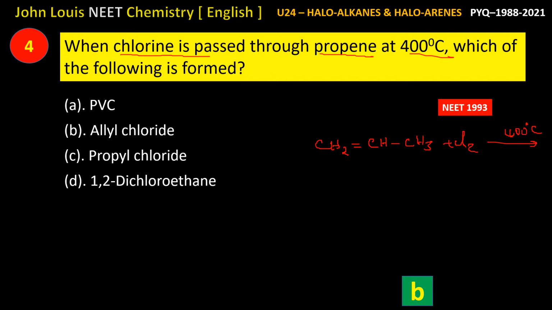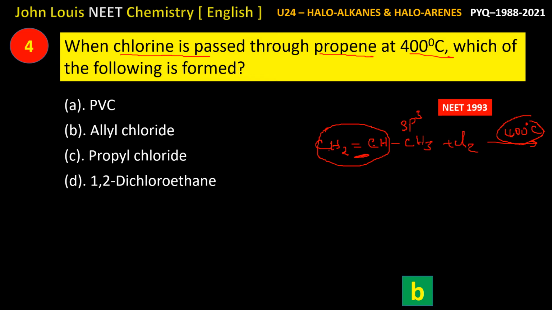When chlorine is passed through propene at room temperature, what will happen? Since it's an unsaturated compound, it has a double bond here, it will undergo addition reaction. One chlorine will go here, the other chlorine will go to the other carbon, and the double bond becomes single bond. But at higher temperature, at 400 degrees Celsius, the unsaturation is not affected. Instead, the hydrogen on the sp3 hybridized carbon will be substituted by chlorine.